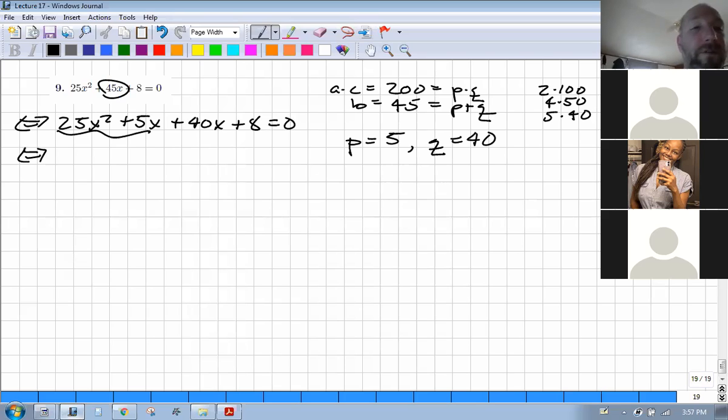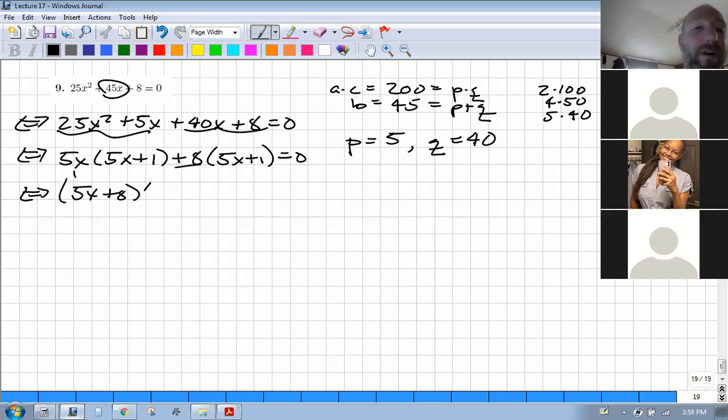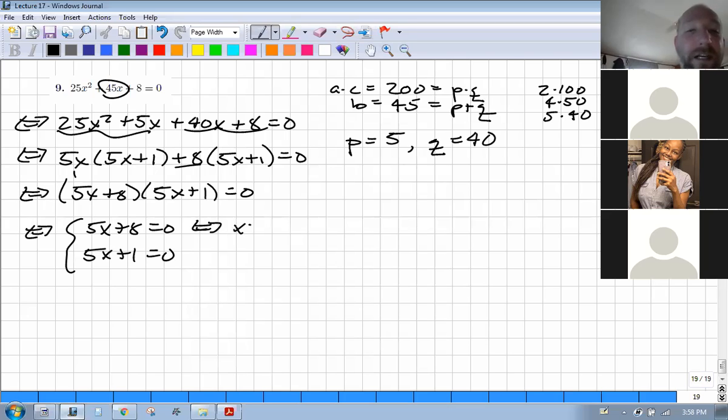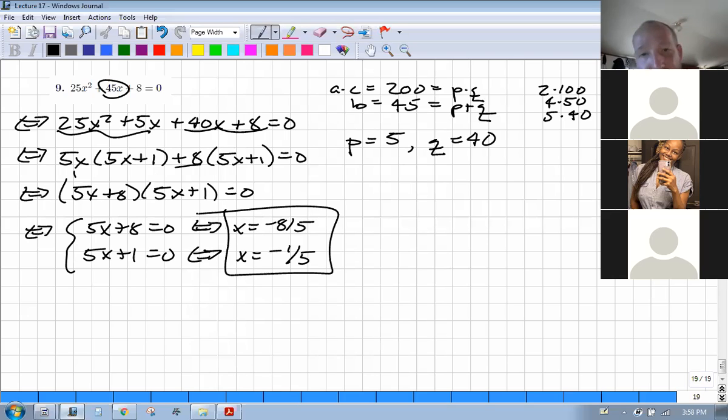So out of here, we'll factor a 5x. That gives us 5x plus 1. Out of here, we'll factor out an 8, and that gives us a 5x plus 1 again. So we got a 5x and an 8, both times 5x plus 1. So either 5x plus 8 is 0, or 5x plus 1 is 0. This one says x is -8/5. This one says x is -1/5. And those are our two solutions.